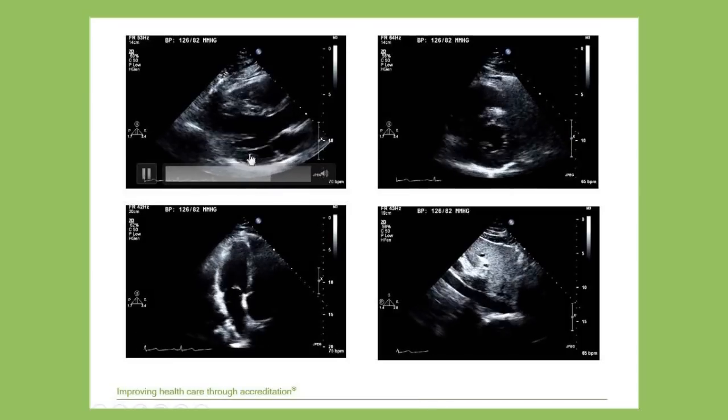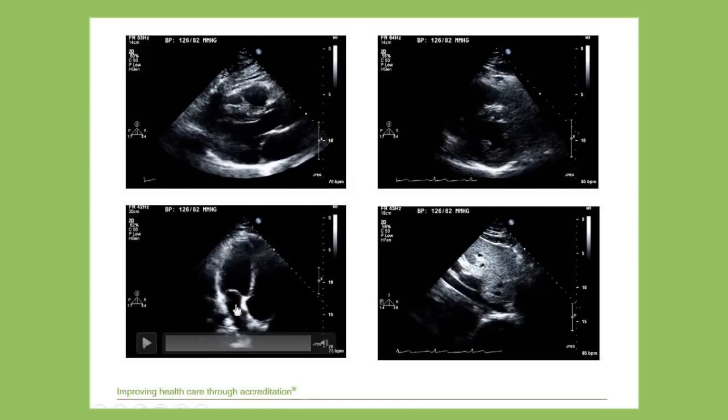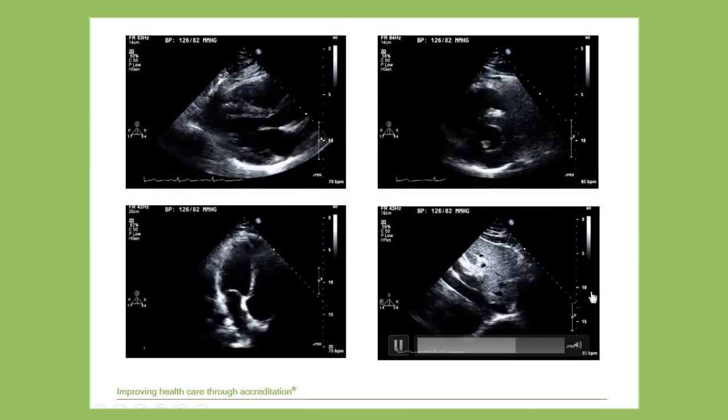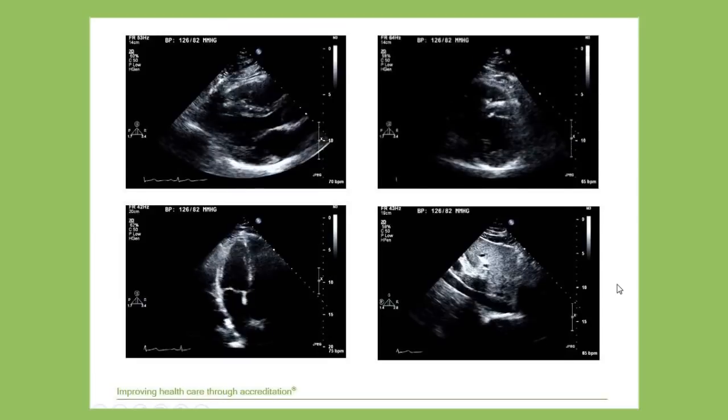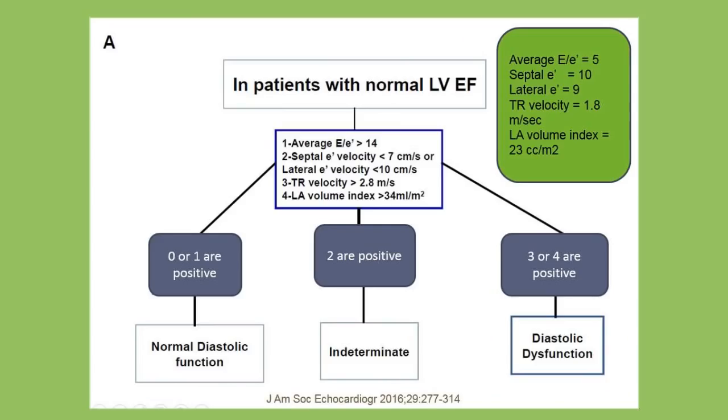You can see her LV size is normal. Looks like we have a good squeeze. Left atrial size looks normal, and the IVC is normal with normal inspiratory collapse. Looking at her Doppler, TR velocity is normal. We have a normal-looking mitral inflow, and then the tissue Doppler for both the lateral and the septal is quite normal as well. I'm a little suspicious about the angle of this lateral tissue Doppler, and I probably would have gone back in and rechecked that.